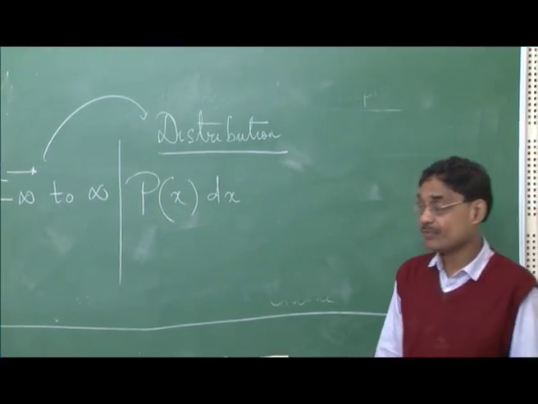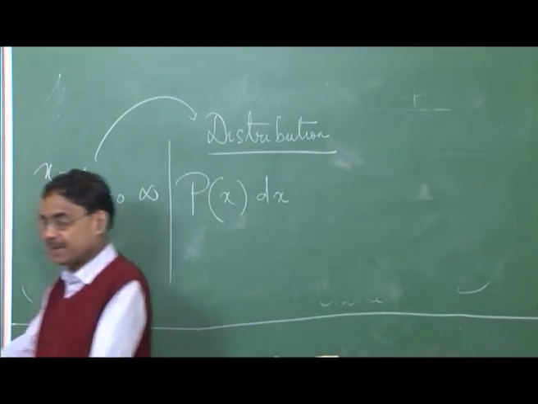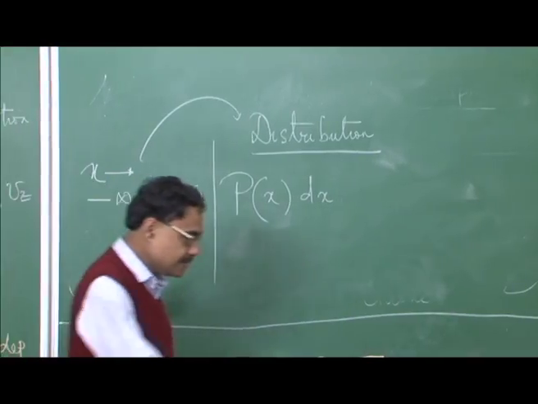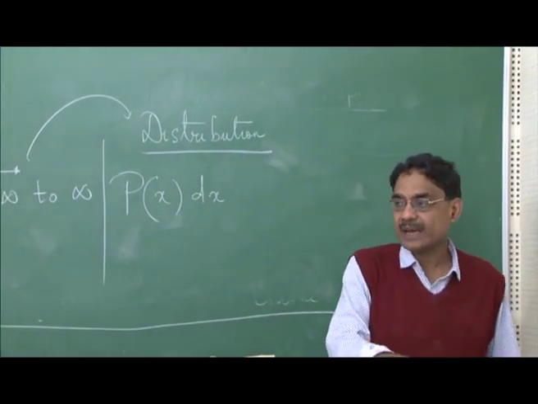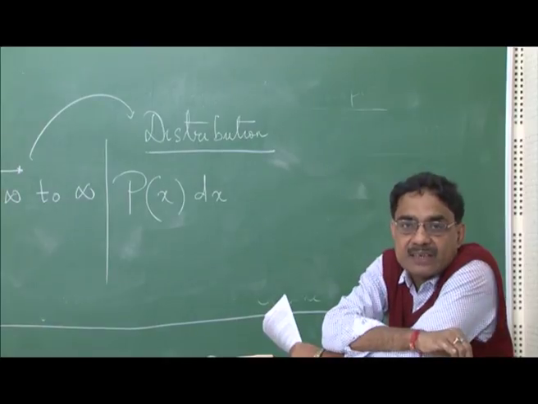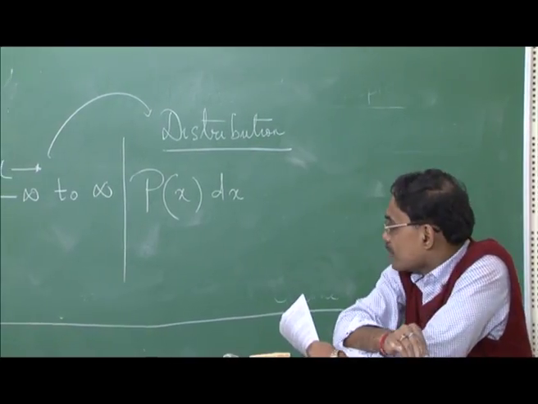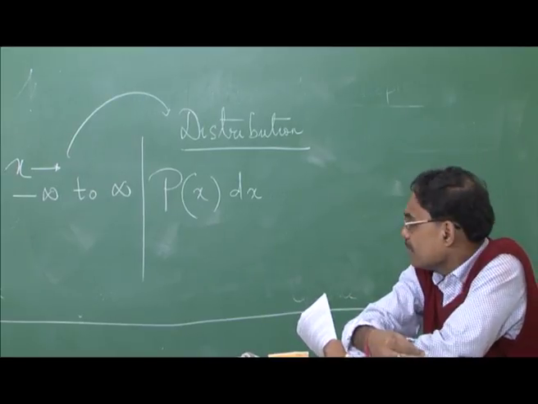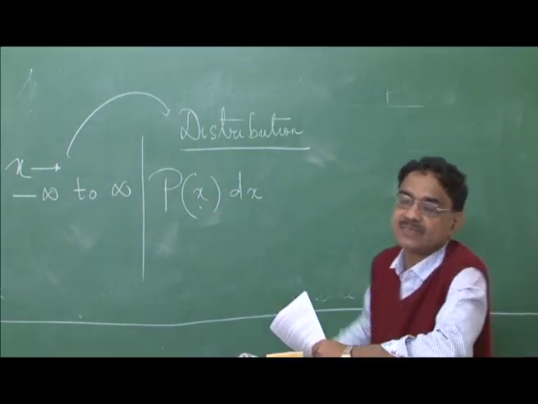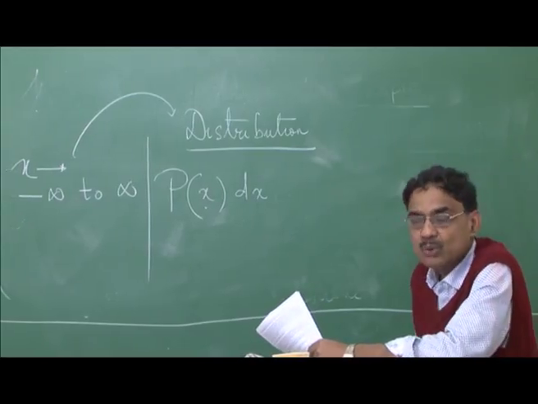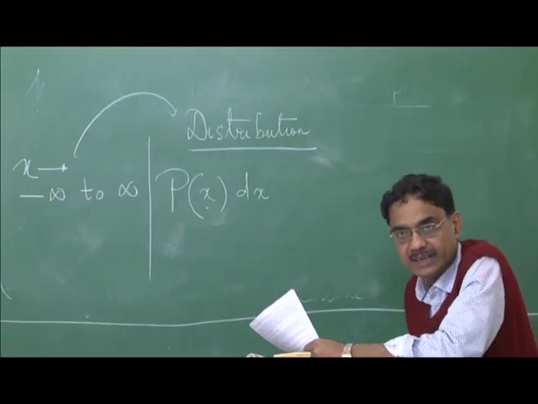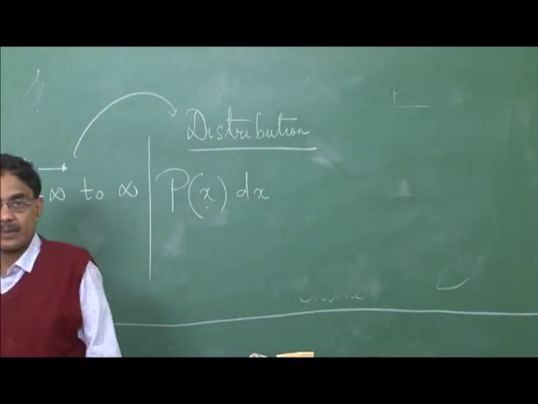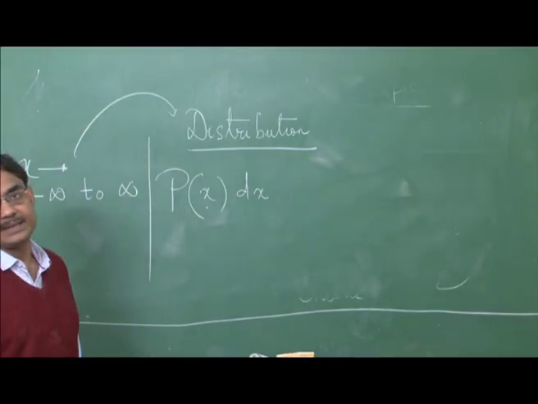You can think of me doing many experiments, which in the standard example I have given means throwing a dice. Now, assuming x is a continuous variable which can take any value from minus infinity to plus infinity, I am asking the question, what is the average value of x? And that is given in terms of this probability distribution.